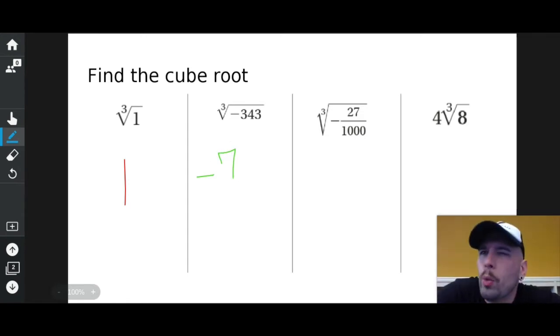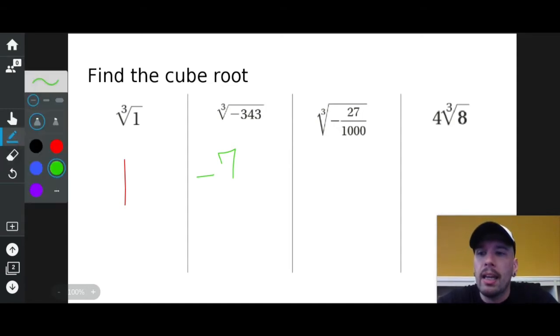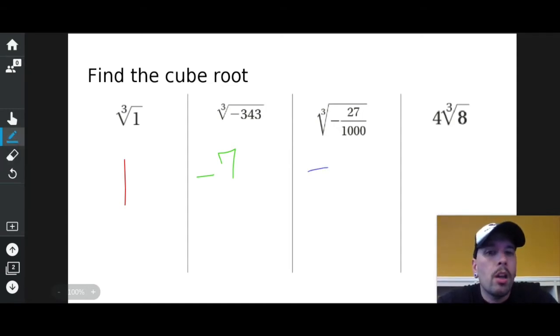It's one of those things where not everybody knows that, but you can look it up on the internet. Oh, look, cube root of a negative, which means I get a negative. The cube root of 27 is 3, and the cube root of 1,000 is 10.